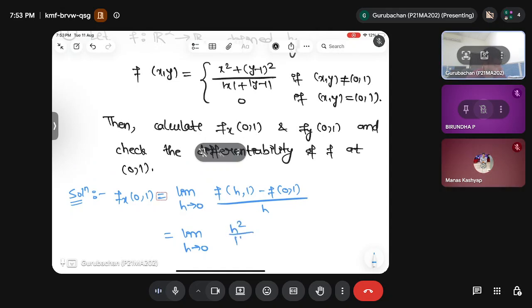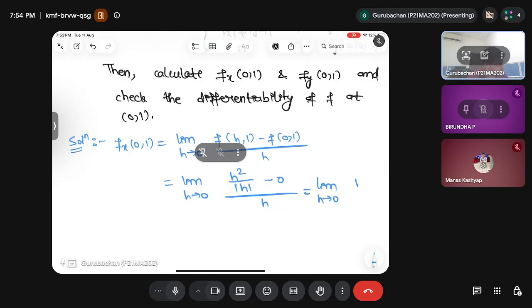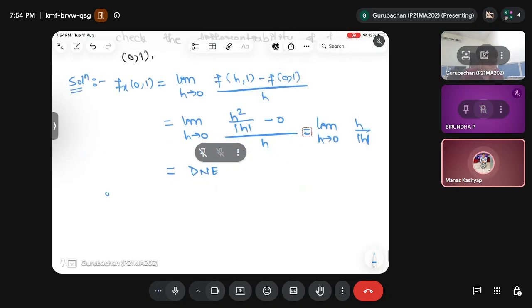h square divided by mod h minus 0, divided by h. So this will be the limit h tending to 0 of h by mod of h. Then how did you say that it exists? I hope you understood my point. Is it clear, Manas? Yes, sir. Clear.